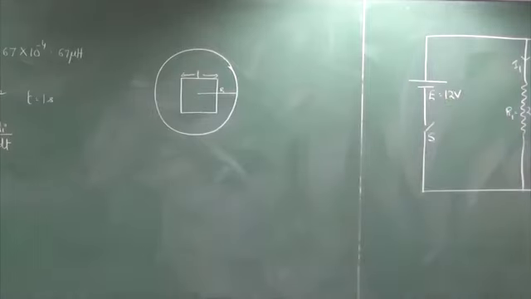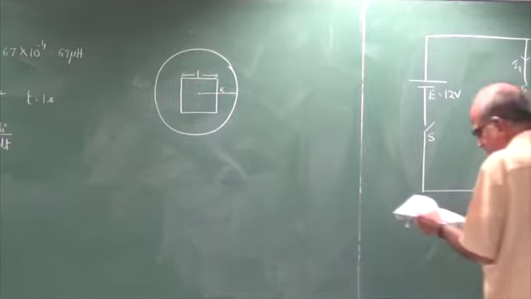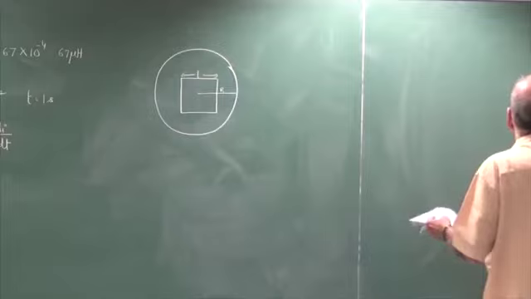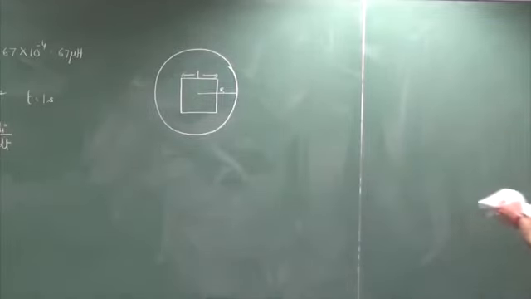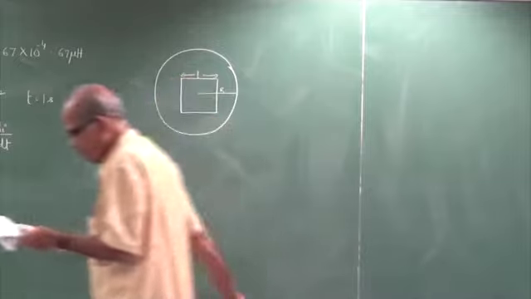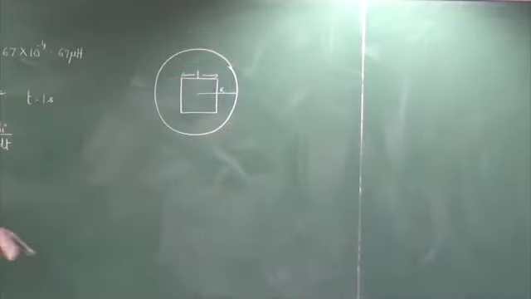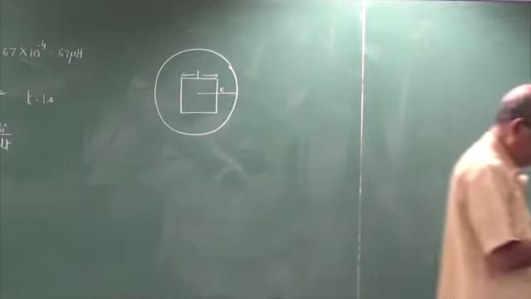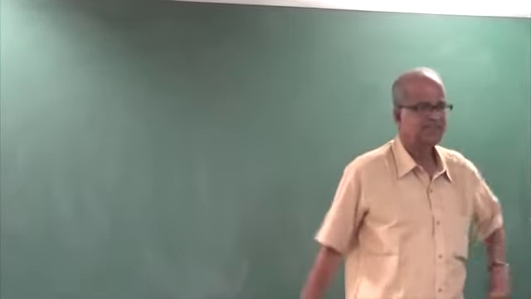Find the mutual inductance between the circular loop of radius capital R equal to 0.25 meter and a square loop of side small l equal to 1 centimeter. How do you do this?